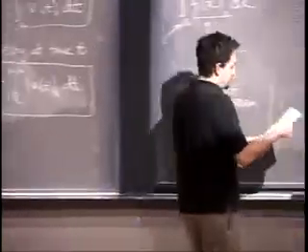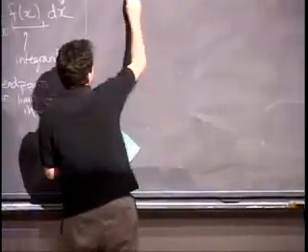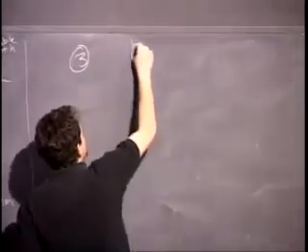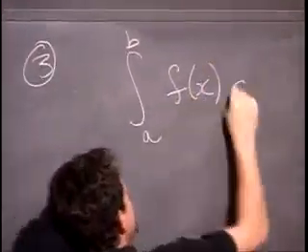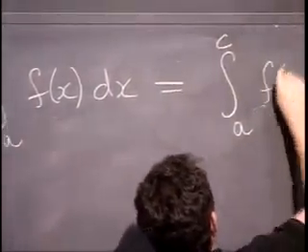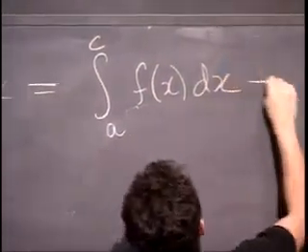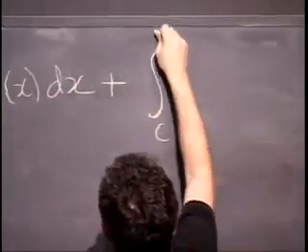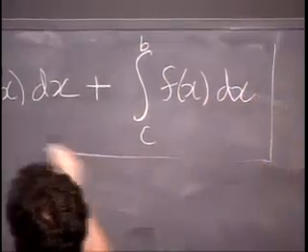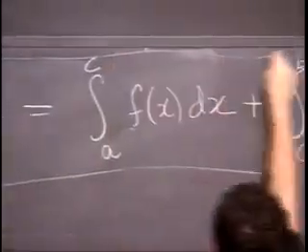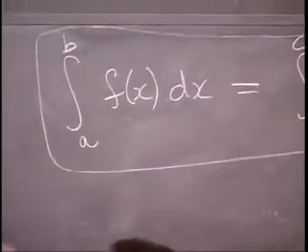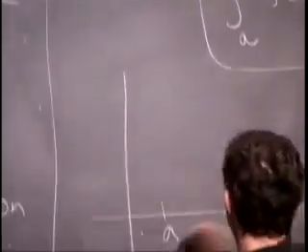Now, I have to get back to my properties. Here's the most interesting one. If I take the integral from a to b of any function, then I can split it up at c. What on earth does that mean? Well, we need a picture. Here's a, here's b.